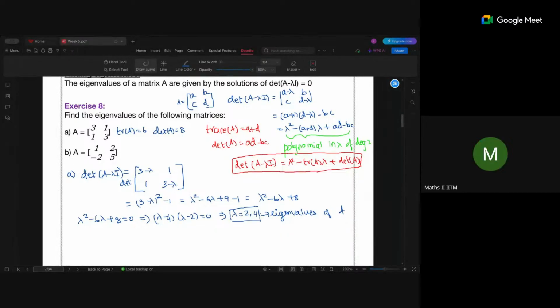Okay, now can you do the same for B? The matrix in B? Yeah, everyone please try for the second problem. For the second matrix 1, 2, minus 2, 2, 5. First, compute the characteristic polynomial and tell me.